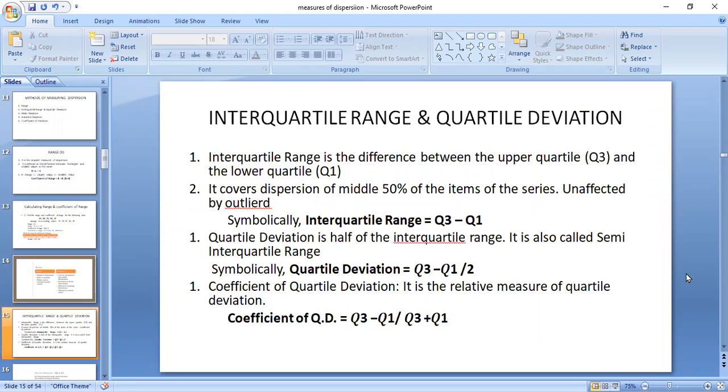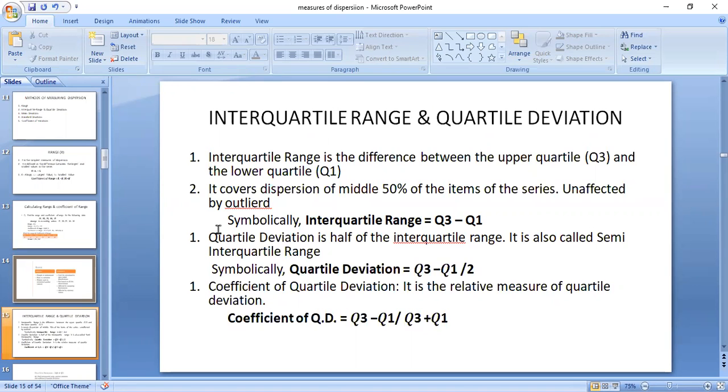Interquartile range and quartile deviation. Interquartile range is the difference between the upper quartile and the lower quartile. Both of them are denoted by Q3 and Q1 respectively. It covers dispersion of the middle 50% of items of the series, and it is unaffected by outliers. Similarly, it is denoted by interquartile range Q3 minus Q1. Quartile deviation is half of the interquartile range. It is also called semi-interquartile range. Symbolically, it is denoted by Q3 minus Q1 divided by 2.